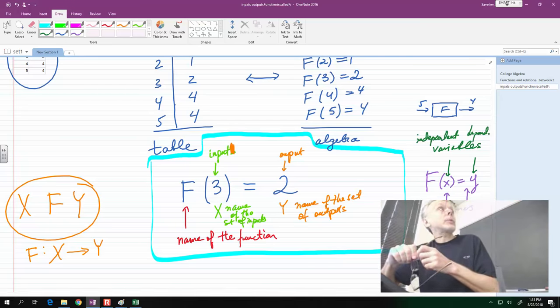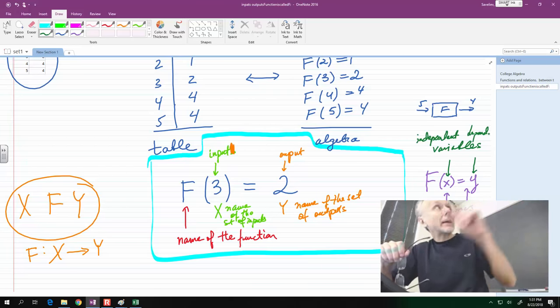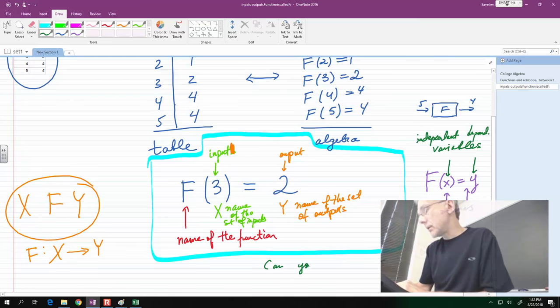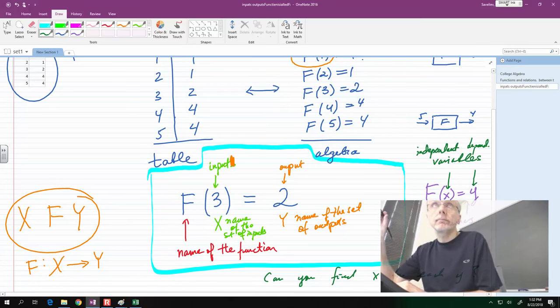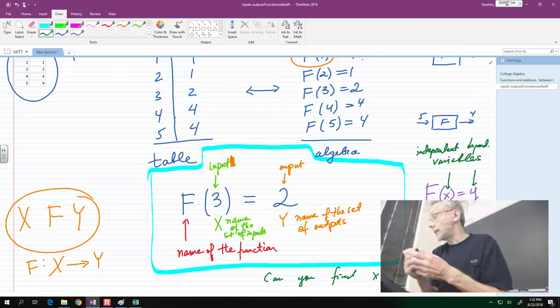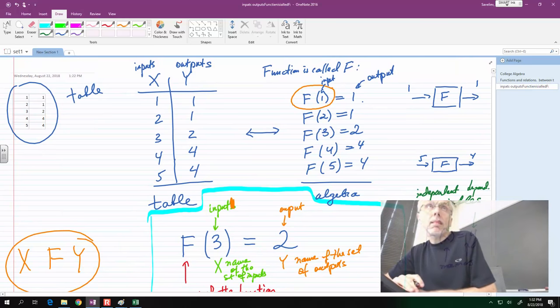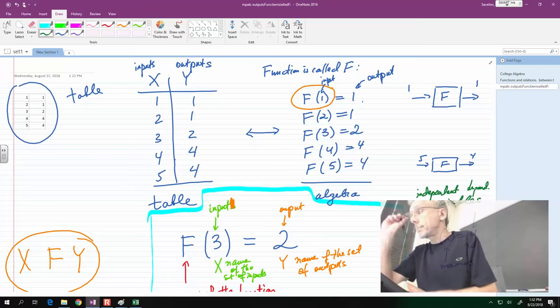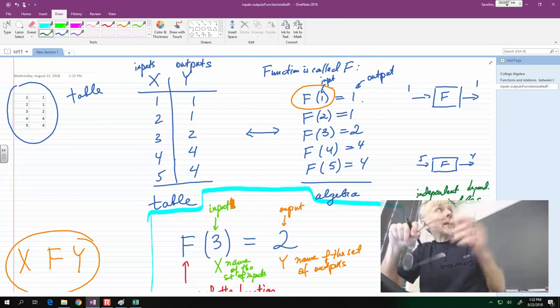In fact, things could be so bad that you cannot necessarily find X for each Y. Well, look at it. Can you find an X for each Y? Look at the table. I can find an X for 1. I have two answers. So what is X corresponding to 1? The answer is actually 1 and 2. I can find X for 2.